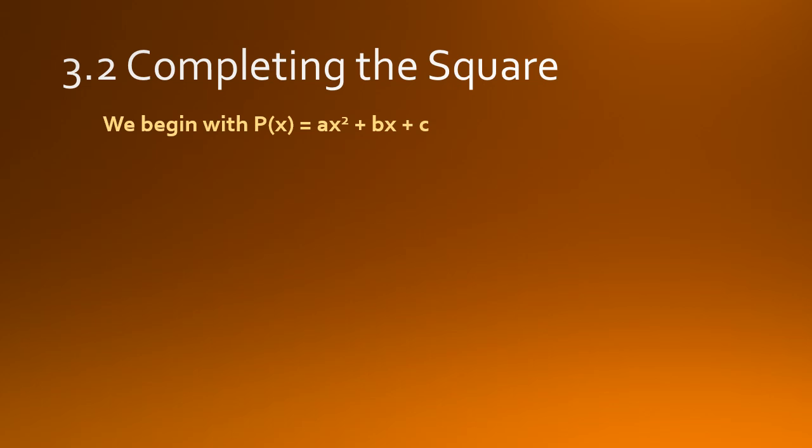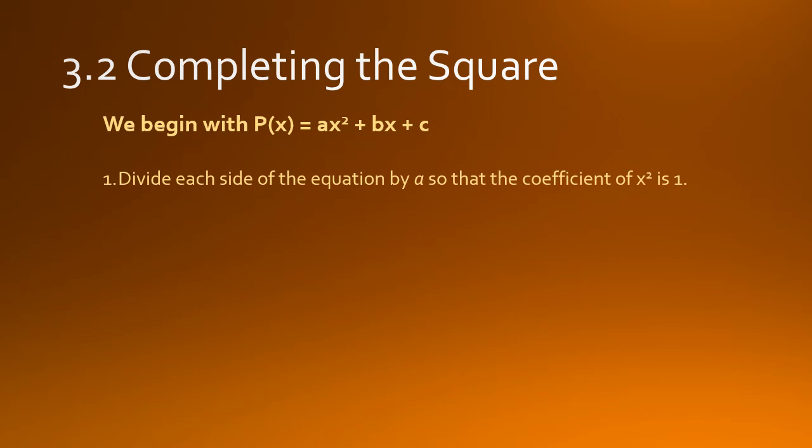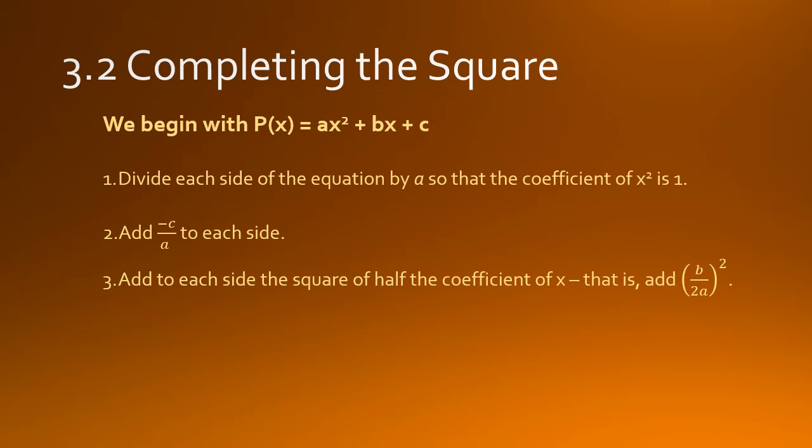We're going to look at the process of completing the square, starting with the expression p of x equals ax squared plus bx plus c. And the first thing we're going to do is divide each side of the equation by a so that the coefficient of x squared is 1. So now we're going to have p of x over a equals x squared plus bx over a plus c over a. Then we're going to add negative c over a to both sides, because we don't want a term without an x value on the right side of this equation, at least not yet.